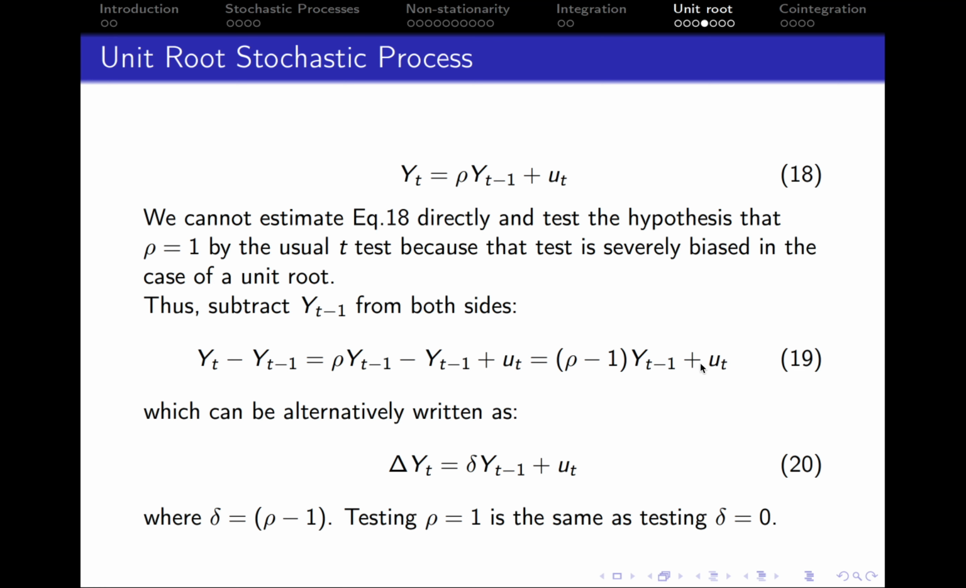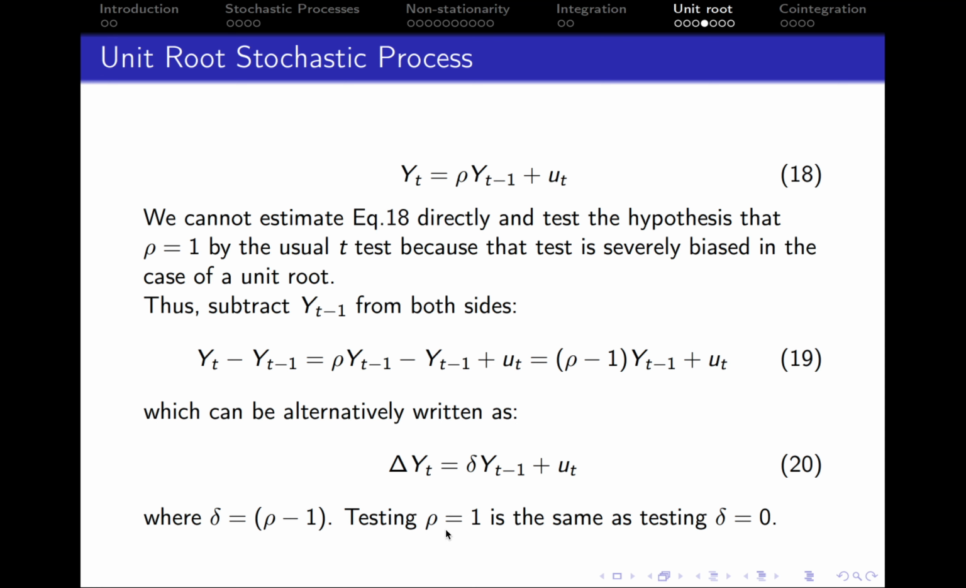Unfortunately, we cannot estimate this equation directly and test the hypothesis that this rho coefficient is equal to 1 by the usual test, because the test is very, very biased in the presence of a unit root. But what we can do is take y from the previous period and subtract it from both sides. So when we do this, we get the following expression. On the left side, we have yt minus yt minus 1. And on the right side, we have rho yt minus 1 minus yt minus 1 plus the error term. We can factor out yt minus 1, and we get rho minus 1 multiplied by yt minus 1 plus the error term. We already know that the difference between the variable in the current period and its value from the previous period is just the first difference. Therefore, this expression can be alternatively rewritten as delta yt is equal to delta times yt minus 1 plus the error term, where the small delta is just the brackets rho minus 1.